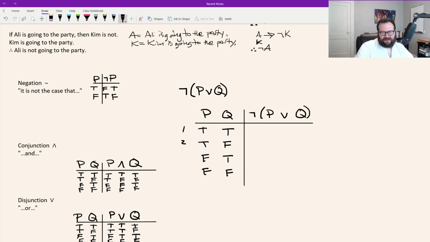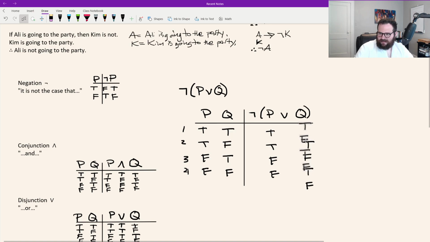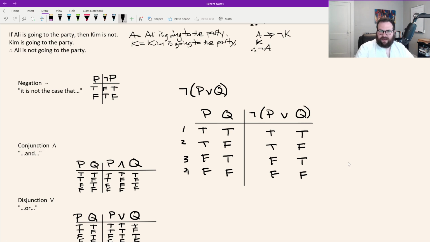And once we start doing arguments, you should start labeling your rows. So I have 1, 2, 3, 4. Now I'm going to copy these over because P is always the same. Q is always the same. There we go. And now I can start applying this process to my connectives. So, how should I start? Should I start with this or with this?